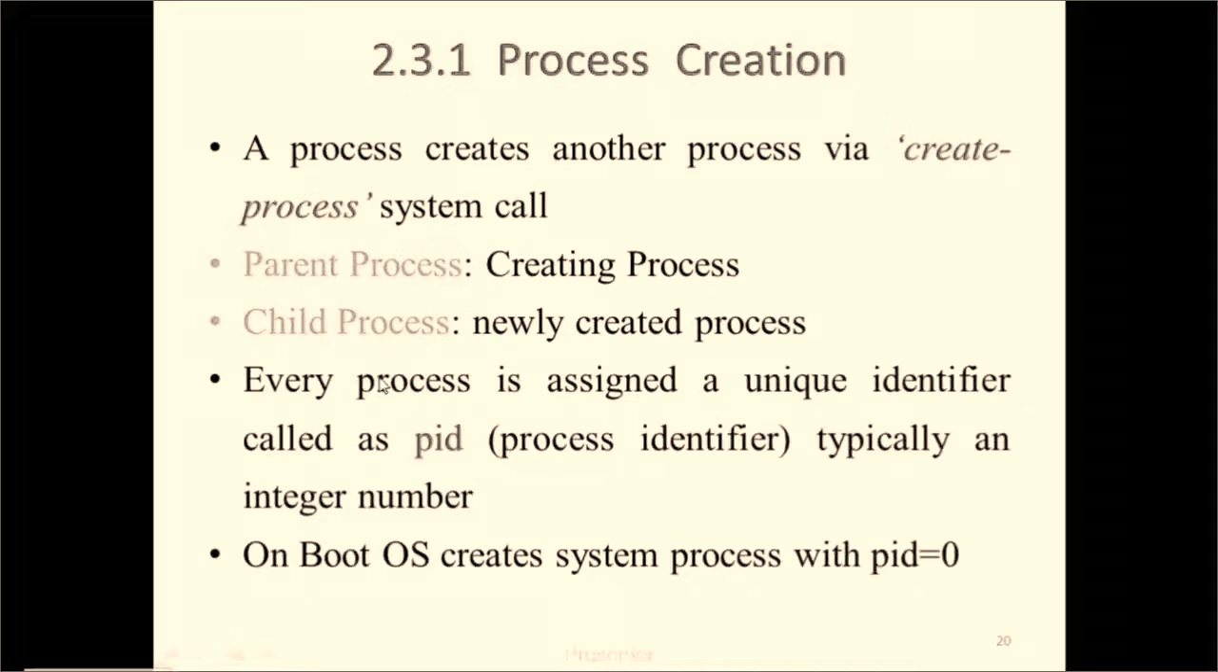Every process is assigned a unique identifier called the PID, the process identifier. P for process, ID for identifier. So every process has a unique PID, which is typically an integer number. Most operating systems follow this strategy. Importantly, on boot, the operating system creates a system process with PID equal to 0, which is the parent process for any process later created in the system. So this is the parent of all parents.